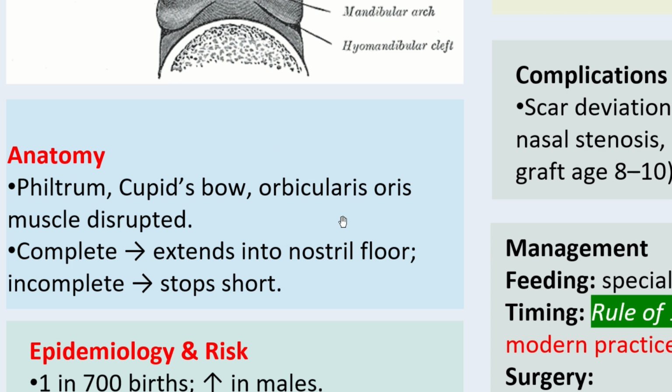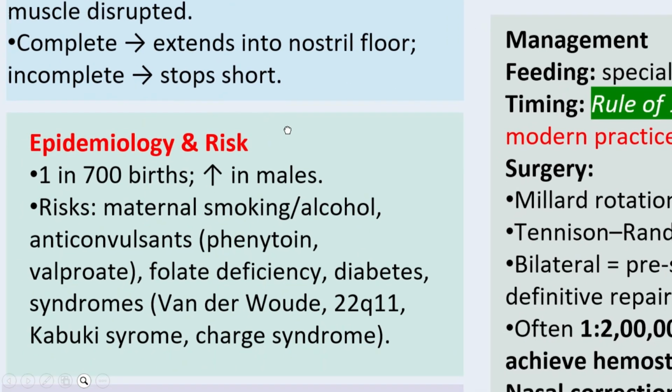So if it is complete, it's going to extend into the nostril floor. So it extends into the nose. Then if it is incomplete, it is going to stop short, or it's not going to reach the floor of the nostrils. So epidemiology, it occurs 1 in 700 births and mostly in males.